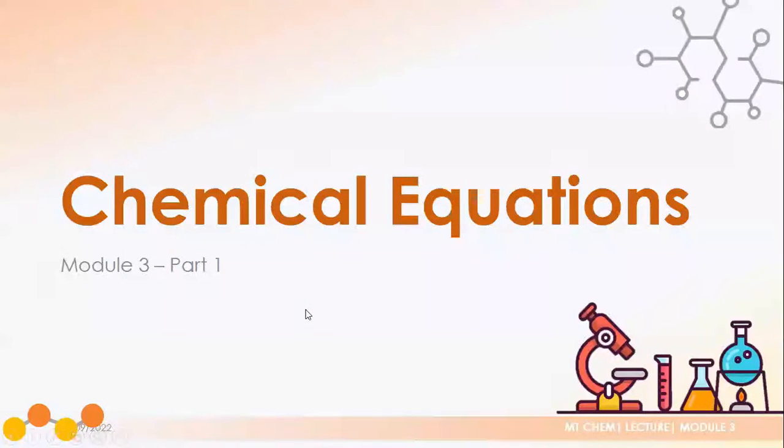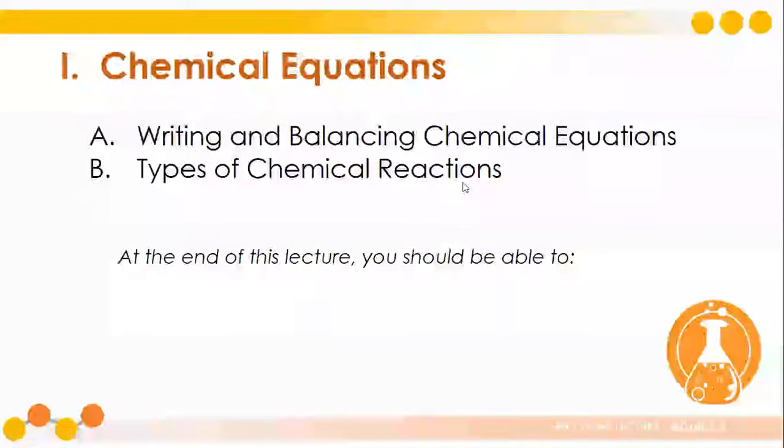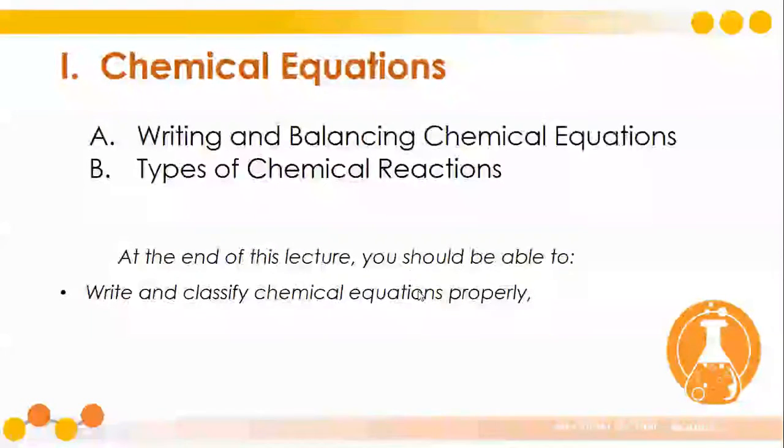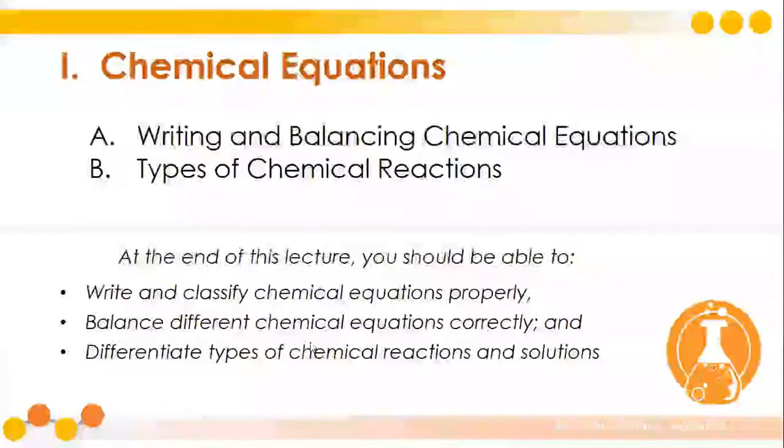Let's now start with Part 1 of Module 3, which is chemical equations. Again, under chemical equations, we have the subtopics writing and balancing chemical equations, and the different types of chemical reactions. So at the end of this lecture, here are your objectives. You should be able to write and classify chemical equations properly, balance different chemical equations correctly, and differentiate types of chemical reactions and solutions. So we'll be going back to these objectives by the end of the discussion to make sure that we achieve these objectives.